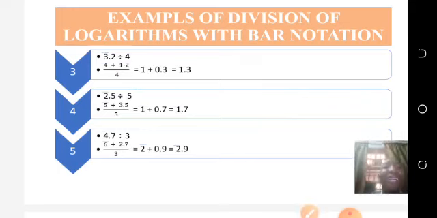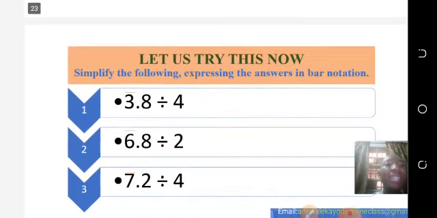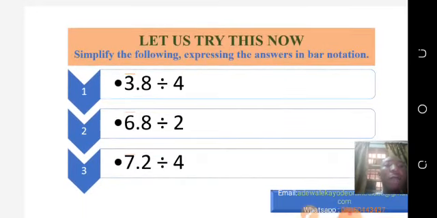Viewers at home, with this mental sum, we were good to go with the logarithms of numbers that are lesser than 1 under roots. Let's try this to see if you have got something under that little mental sum we have just done now.